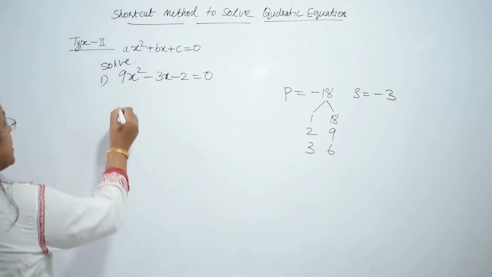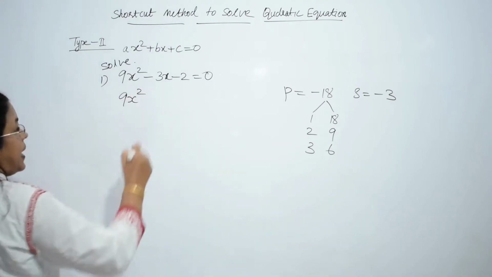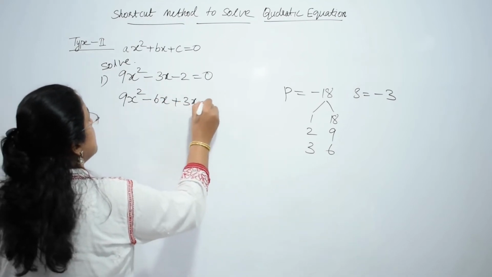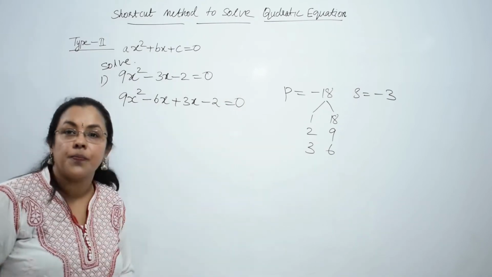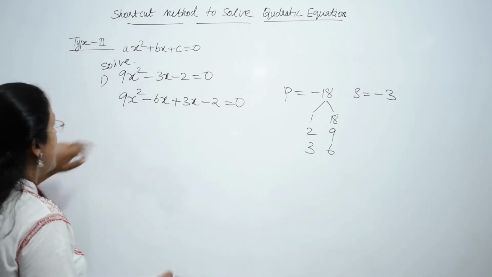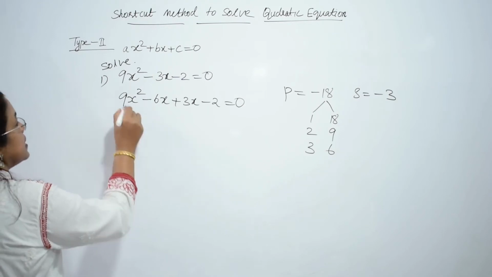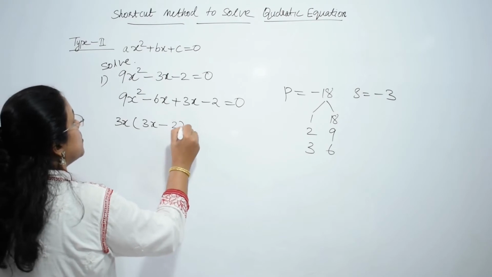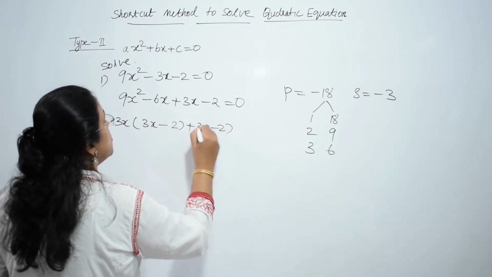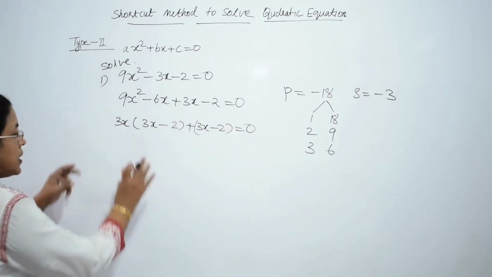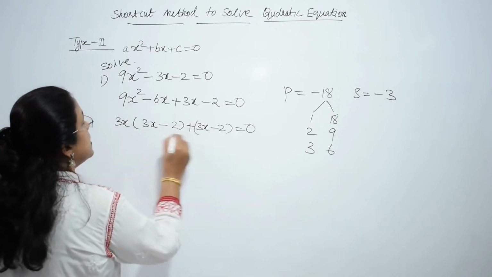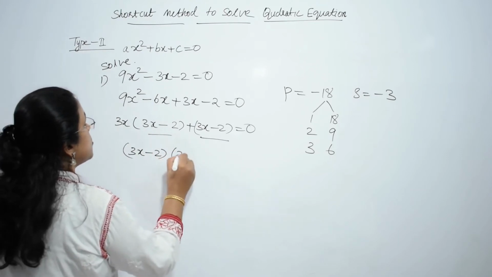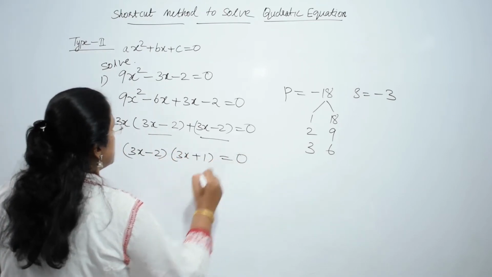So using splitting up of middle terms, we will write it like this: 9x square minus 6x plus 3x minus 2 is equal to 0. Isn't it? Now take the common factor. It is 3x. 3x into 3x minus 2 plus 3x minus 2 is equal to 0. Now again take the common factor, that is 3x minus 2. So this is 3x minus 2 into 3x plus 1 is equal to 0.